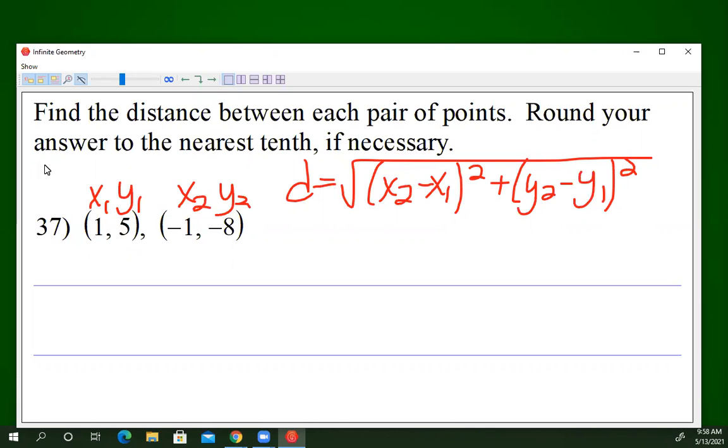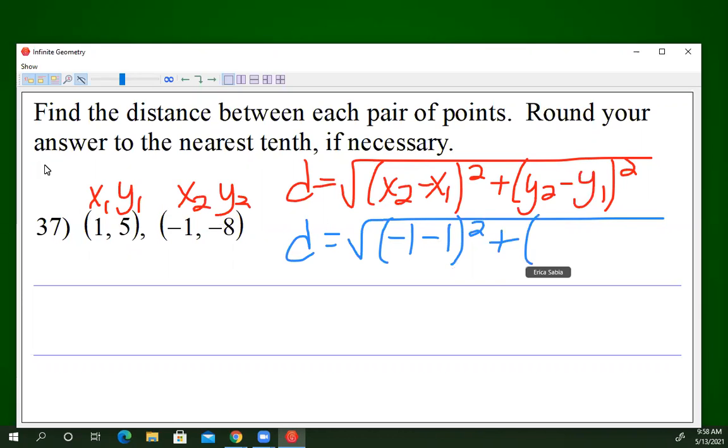I'm gonna switch to blue because red's too much for me. Let's see, x2, -1, and then you immediately write a minus sign. x1 is just 1. Close it, square it. y2, -8, you immediately write a minus sign. y1, oh, it's just a 5. Okay, cool. Close it, square it.